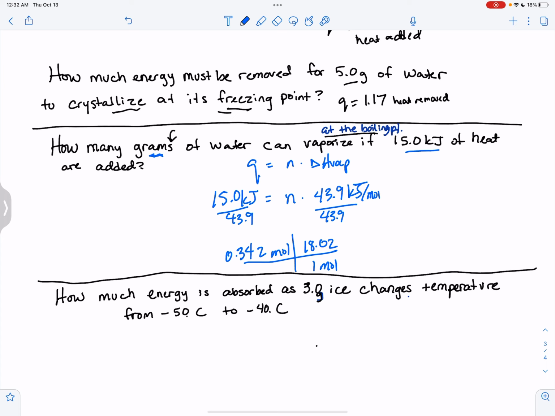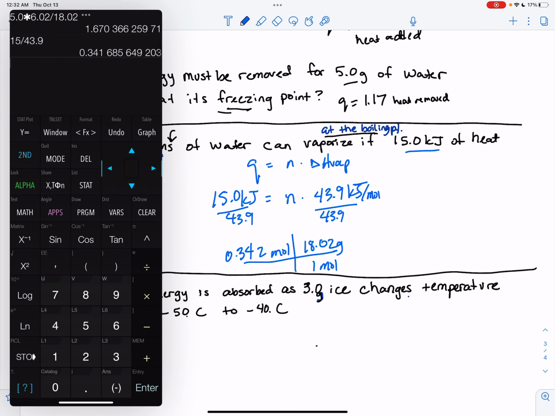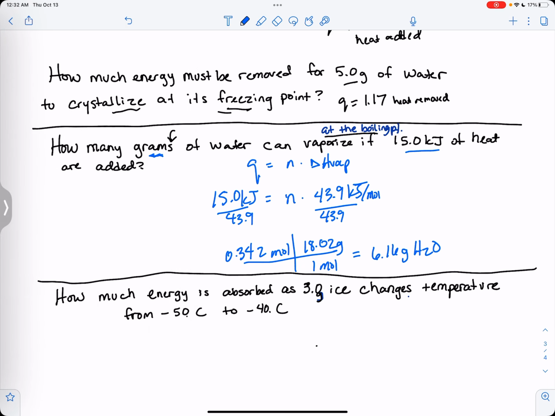So I'm going to go ahead and turn that into grams. Same molar mass of water. So I'm going to take that number and then do times 18.02. And that number gives me 6.16 grams of water. So you can use that equation in different ways, solving for what you need to. And this is just another variation just to make the point.